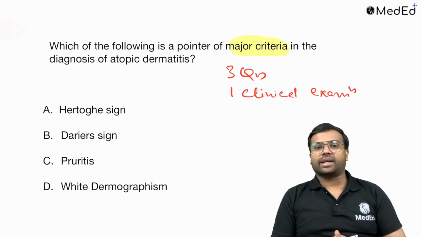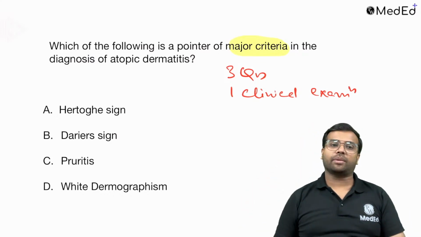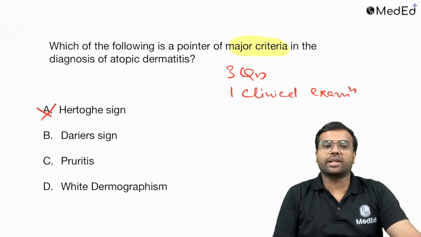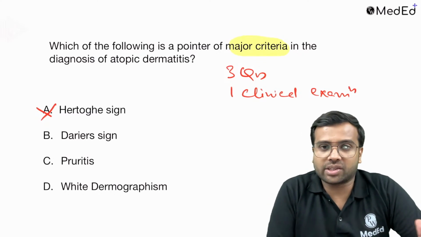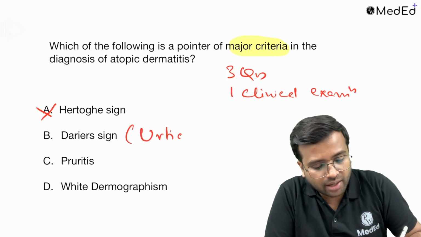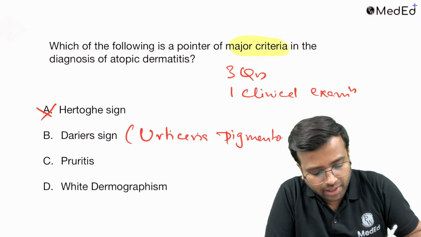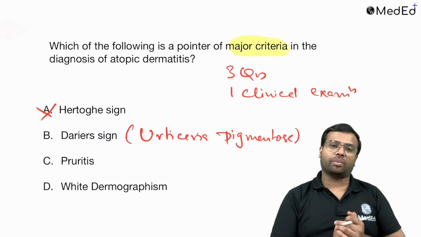So Hertoghe sign, what is Hertoghe sign? Hertoghe sign means there is a loss of the lateral eyebrows. So we can rule out this one. It is not coming in the major criteria. The second one is Darier sign. Now where do you find Darier sign? Darier sign is seen in urticaria pigmentosa, which means this is not associated with atopic dermatitis.